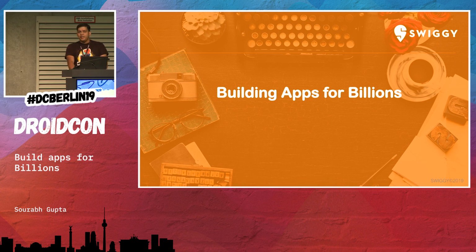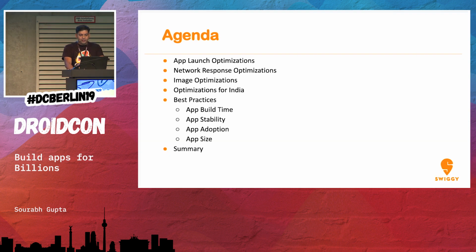So the idea is building apps for billions. Let's start. I will cover a few topics. The first is app launch optimizations. Then network response: if your app is making calls to the server, how we can optimize it. Image optimizations, as the app is image heavy. Optimizations specifically for India, how we have done them. Then best practices for app build time for developers, app stability for the end user, app adoption for the end user, app size, because data costs a lot, and a summary.